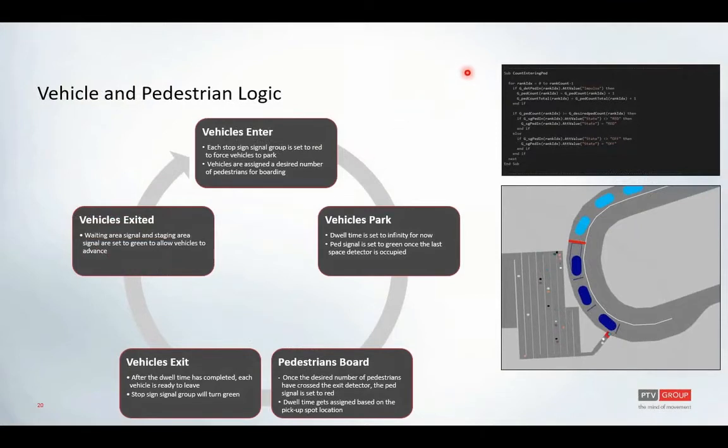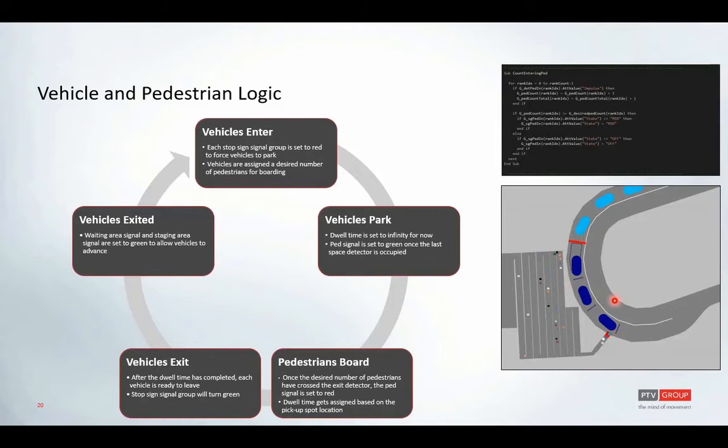All right, so here is just the layout of how the logic works. Essentially, vehicles will enter the area as they are progressing here and they pass the detector. It will trigger that downstream signal head so that we can get the vehicles to stop at each of these. So it'll turn that signal group red to allow the vehicles to park. And then as they're leaving from that waiting area, they'll get assigned a desired number of pedestrians that should be boarding that vehicle.